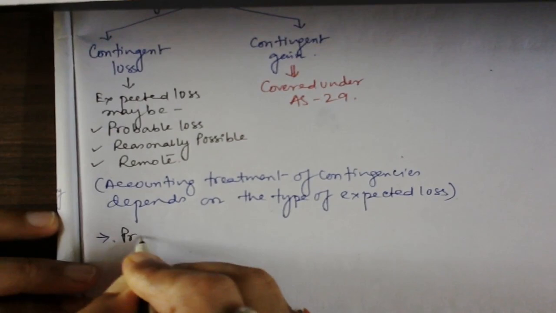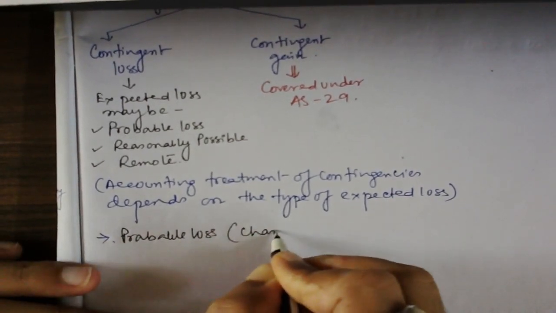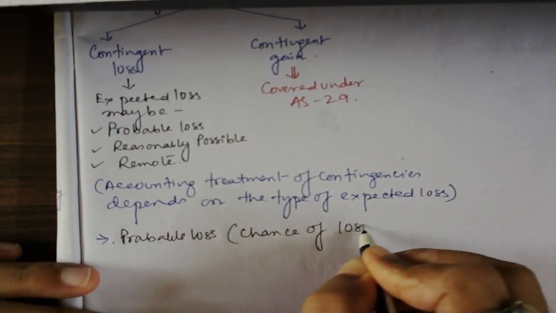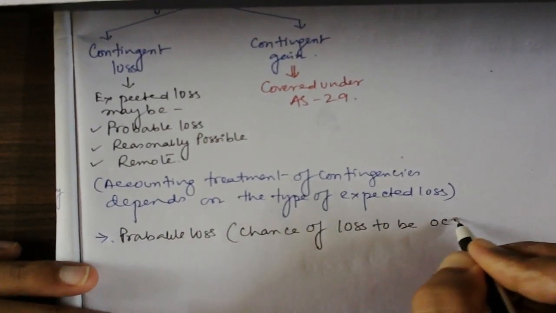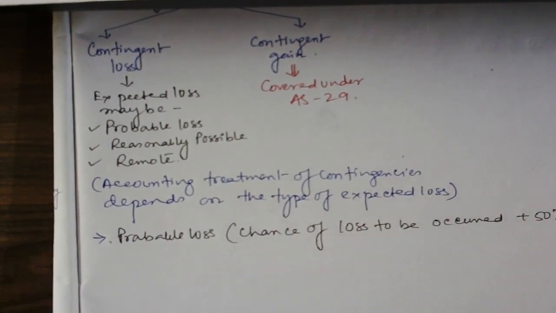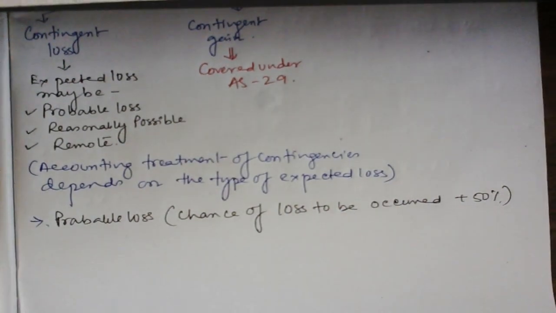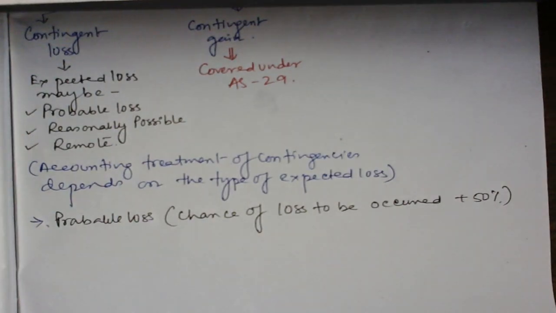For probable loss, there is chance of loss to be occurred is plus 50%. Correct, guys? देखिए लिखे इसको भूमि एंड सोनल दीपिका समझ में आ रहा है ना. ये थोड़ा अलग लेवल का स्टैंडर्ड है. समझ में आ रहा है? Are you guys facing any difficulty, please tell me. ये समझ में आ रहा है ना. Yes sir. Great.